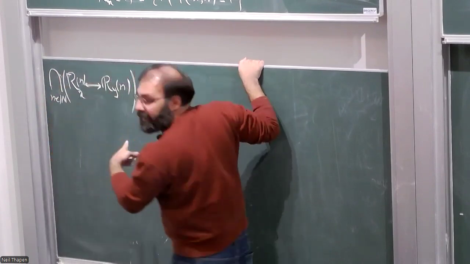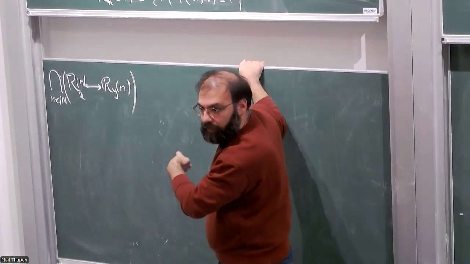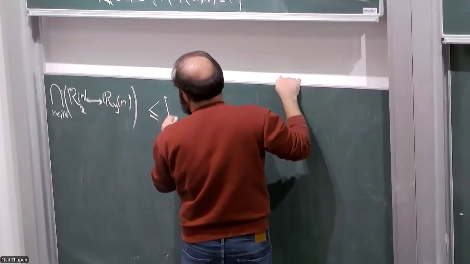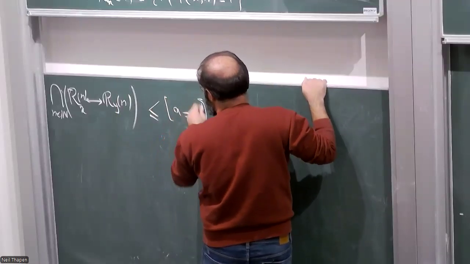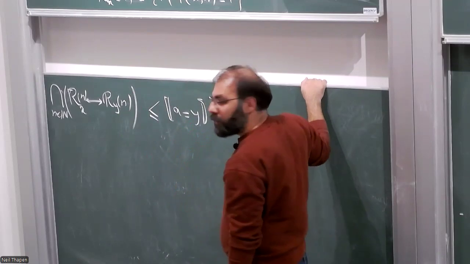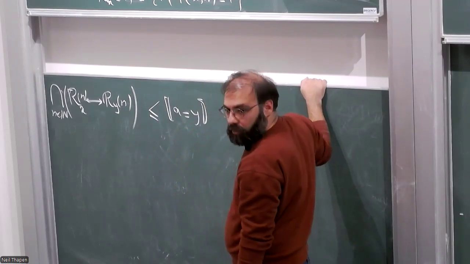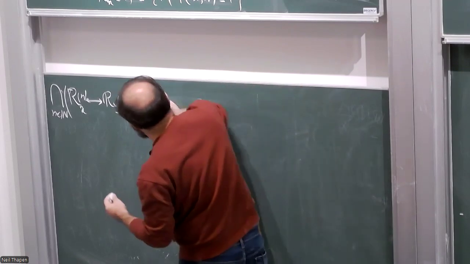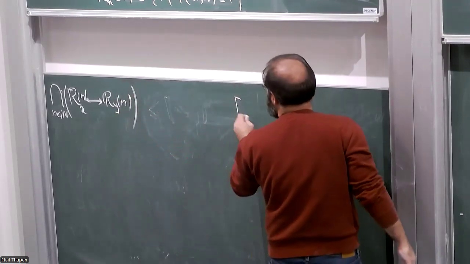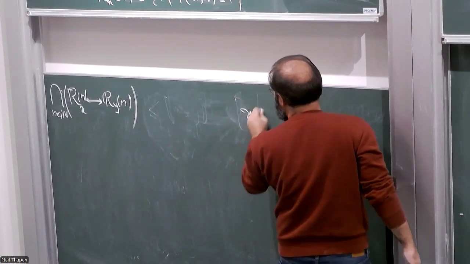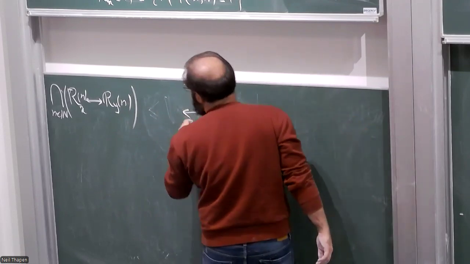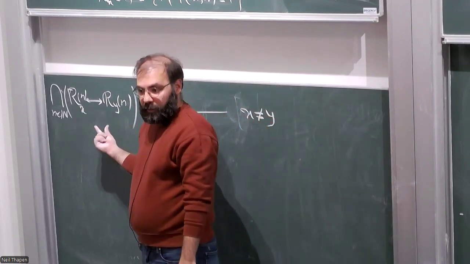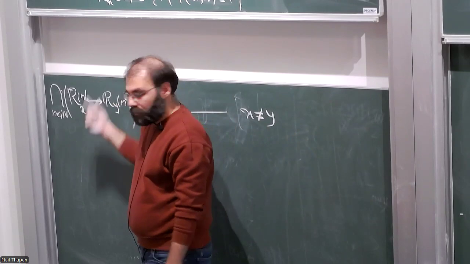So for any n, these two are equivalent. This value must be less than the value of x equals y. And x equals y simply means that either they are equal or not. If they are equal, it's fine. If they are not equal, the only condition I'm putting here is this: if x is not y, if they are different, then it is not just enough that Rx is different from Ry as a function. That is the usual injectivity.